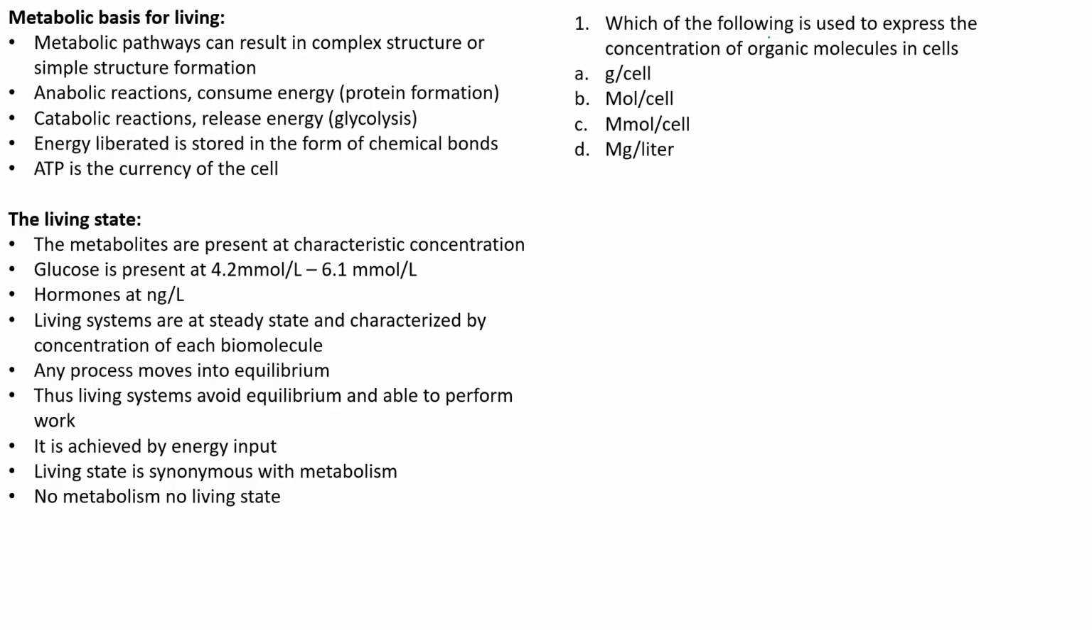Which of the following is used to express the concentration of organic molecules in the cells? Gram per cell, mole per cell, millimole per cell, mg per cell. Mg means milligram per liter. So you can see that, as we have discussed, the concentration unit we mainly use is moles per cell, to express the concentration of a molecule present in the cells.